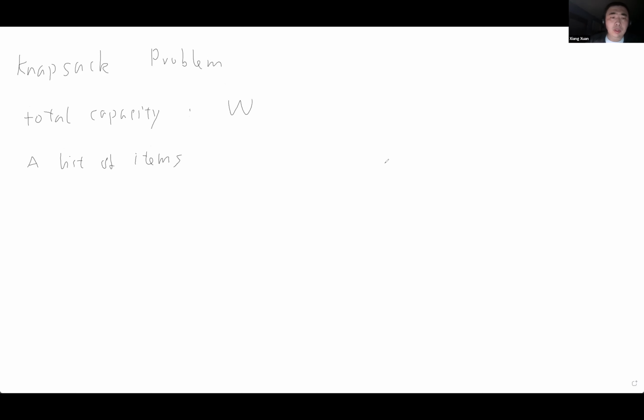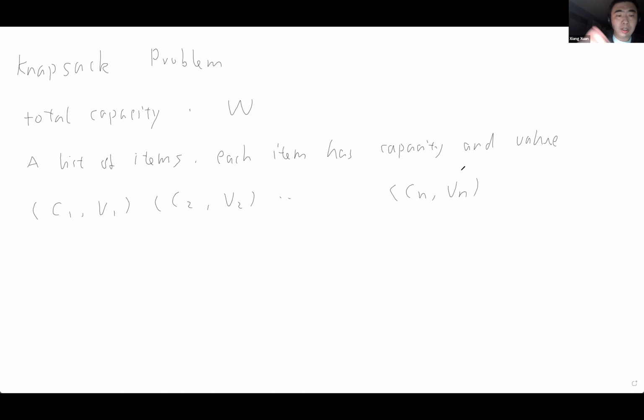Suppose each item has its capacity and its value. So essentially you have C1 as the capacity for the first item and V1 as the value for the first one, and C2, V2, until you have Cn, Vn.